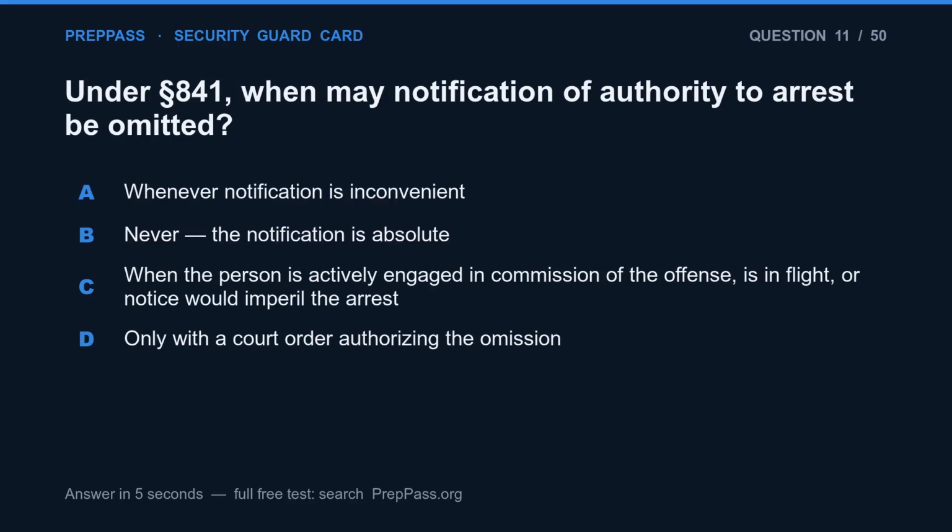Question 11. Under Section 841, when may notification of authority to arrest be omitted? A. Whenever notification is inconvenient. B. Never, the notification is absolute. C. When the person is actively engaged in commission of the offense, is in flight, or notice would imperil the arrest. D. Only with a court order authorizing the omission.